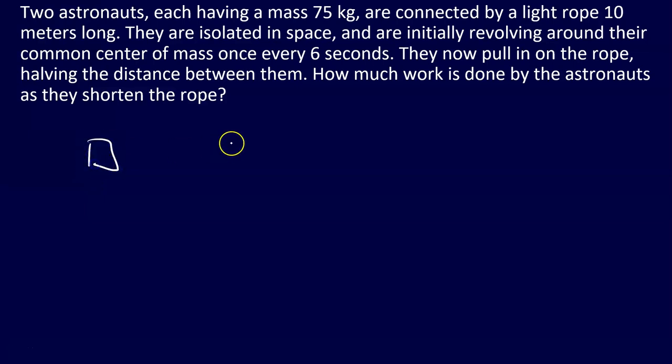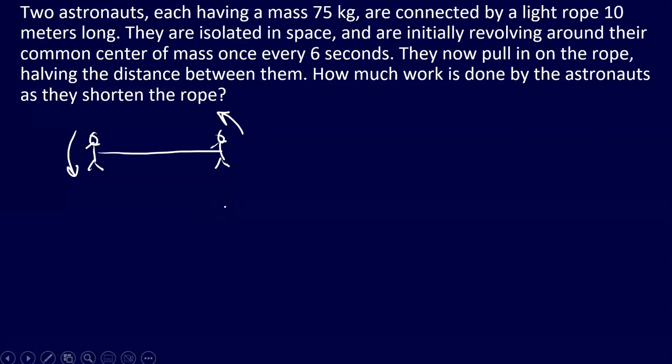So let's kind of draw a picture. So I'll try to draw some astronauts. Here's astronaut 1, here's astronaut 2. They're connected by a rope and they're revolving in a circle. We'll say they're going around this way, maybe in the plane of the picture here. And what's happening is these astronauts are pulling on this rope, and sometime later they're going to pull on the rope so they're closer to each other. So they'll still be spinning, but they're going to be spinning faster.